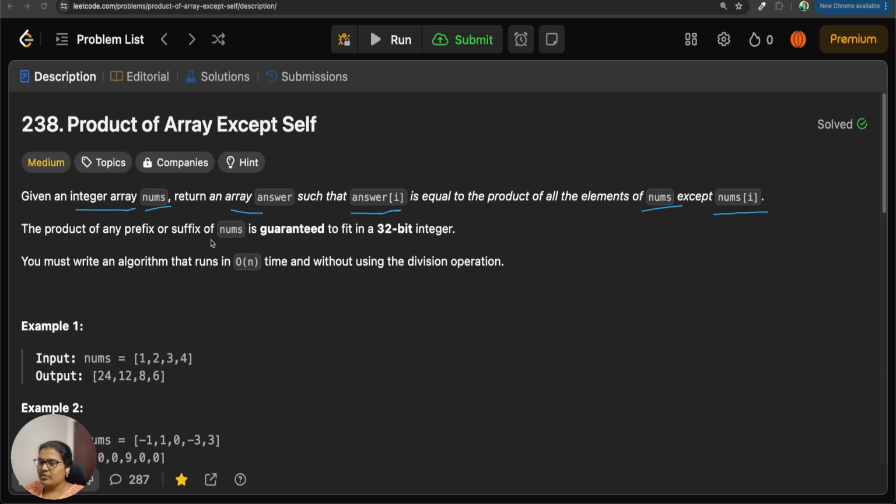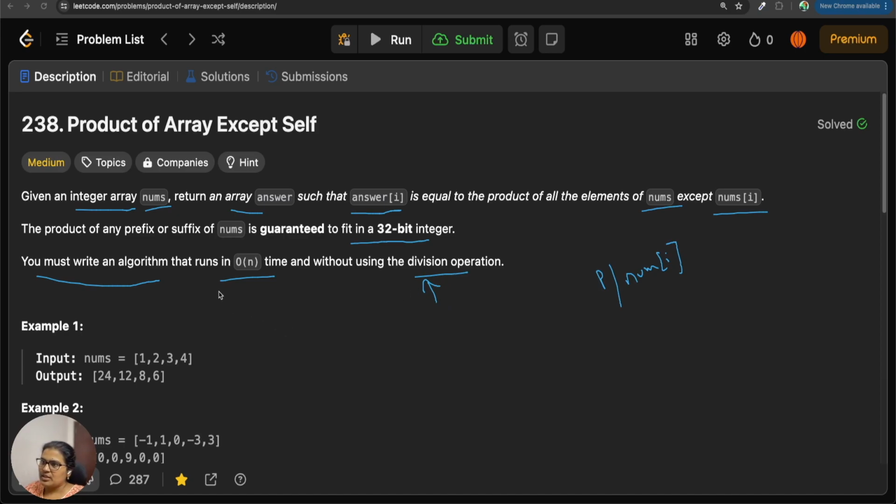The product of any prefix or suffix of nums is guaranteed to be a 32-bit integer. So here they are just saying that it will fit in an integer. You must write an algorithm that runs in order of n time and without using the division operation. So division operation is not allowed. We cannot just do the entire product of the array and at each point divide by the current element. This will definitely give the solution, but since division operation is not allowed, we cannot do that.